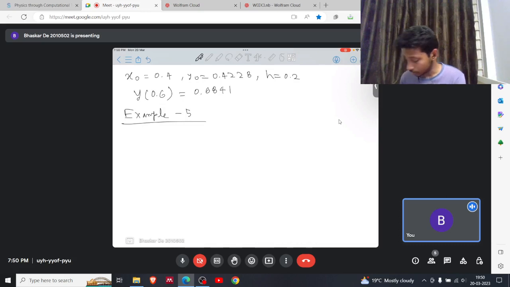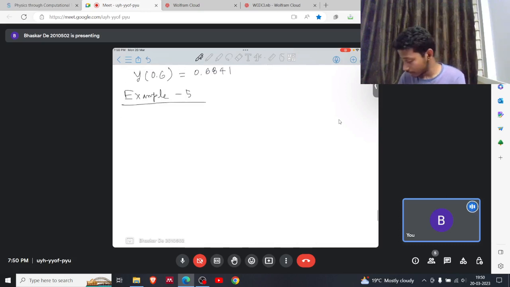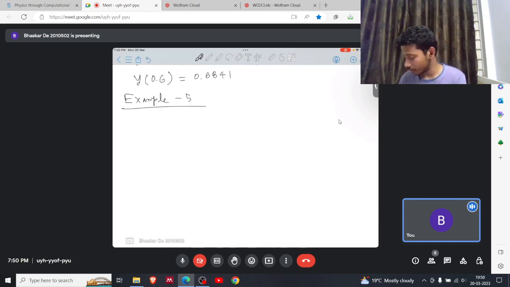So now there is another example, but it is not exactly an example, it is just a comparison among the methods I have mentioned here, that is the Euler, modified Euler and fourth order Runge-Kutta. So here we will consider the initial value problem, that is y dash equal to (3x plus y) by 2. This is the differential equation with y naught equal to 1.